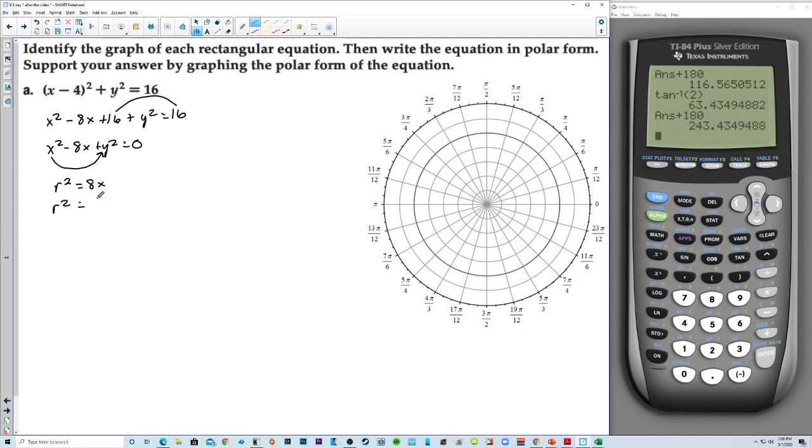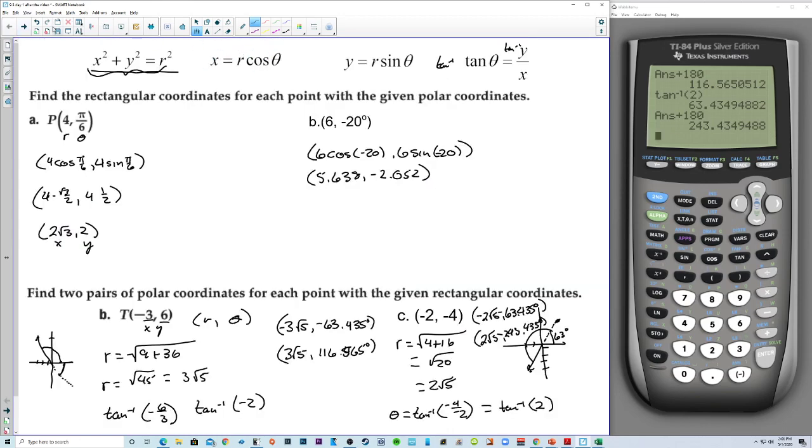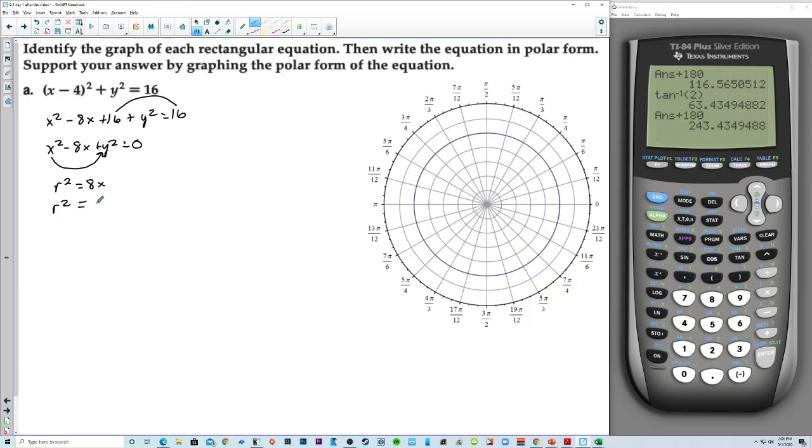But we also know that x is equal to r cosine theta. If we look back here, x is equal to r cosine. So I can change x to r cosine of theta. Well, now we can divide both sides by r, and we have r is equal to 8 cosine of theta. And we have a circle with a diameter of 8. And if we look up here, this is always the r squared. r squared is 16, so the radius is 4 according to this equation.